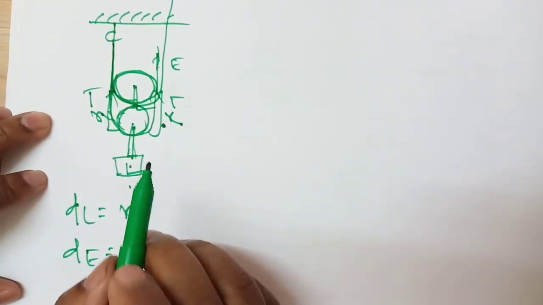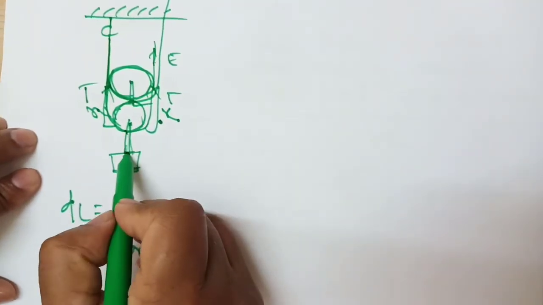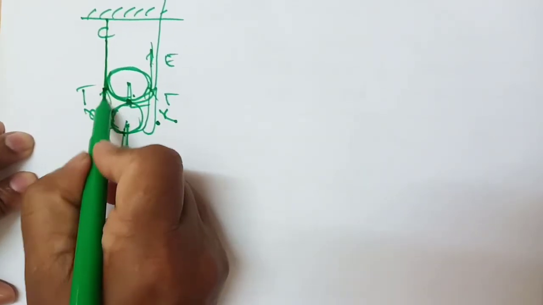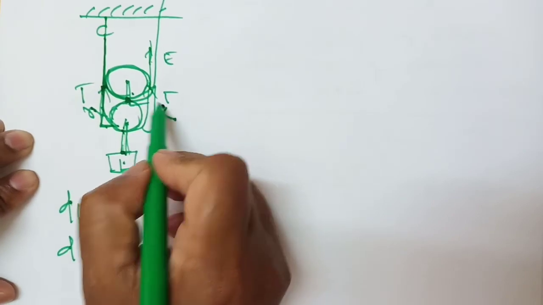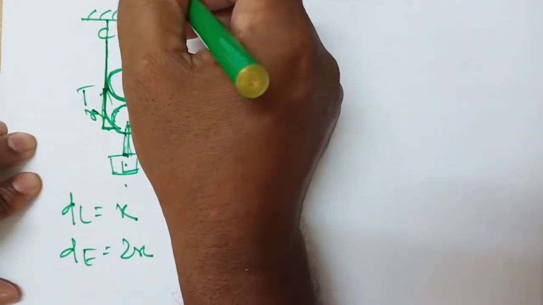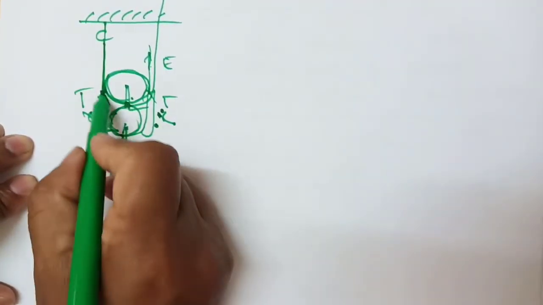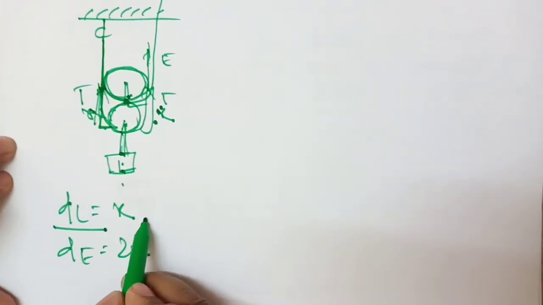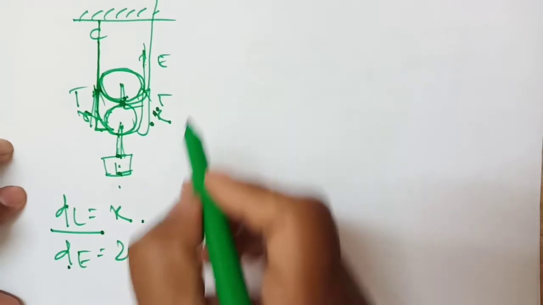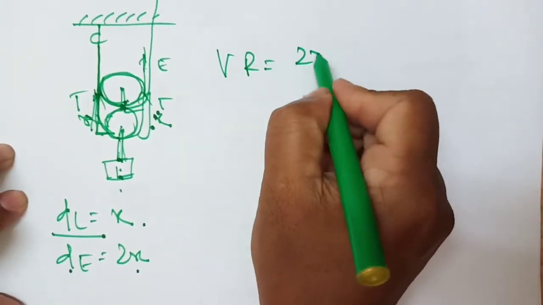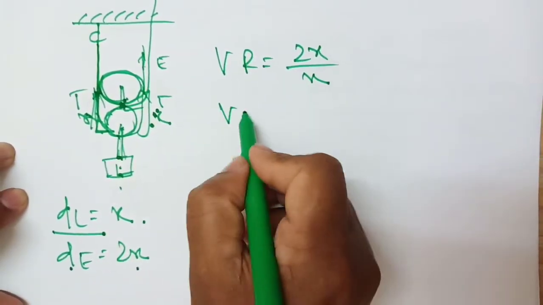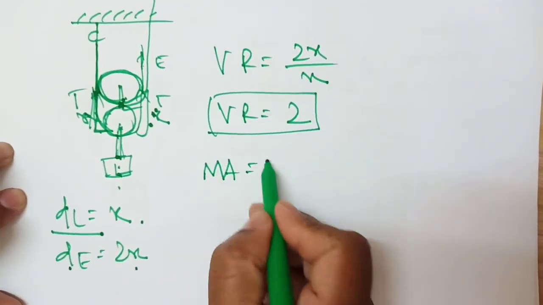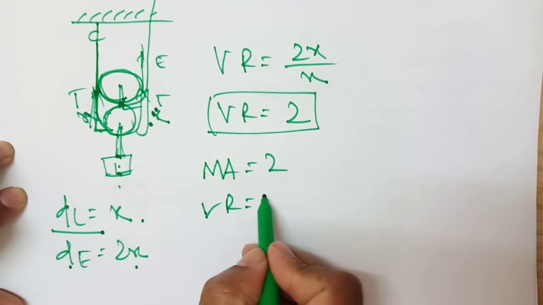Understood or not understood? I am telling again. Here is the load. This load will go this side, this distance x, this distance x. So both distances x will be covered by the effort. The displacement of load is x, the displacement of effort is 2x. So velocity ratio is 2x by x, which became 2.